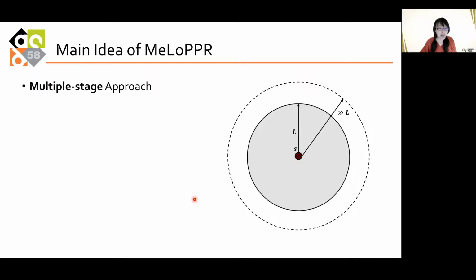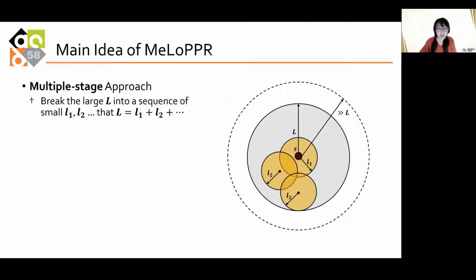So this is the main idea of MeLoPPR. It is essentially a multi-stage approach. Given this large L, we want to break it into a sequence of smaller L's, L1 and L2, such that the large L is the summation of them. And in this case, we compute MeLoPPR, we compute graph diffusion on these subgraphs.